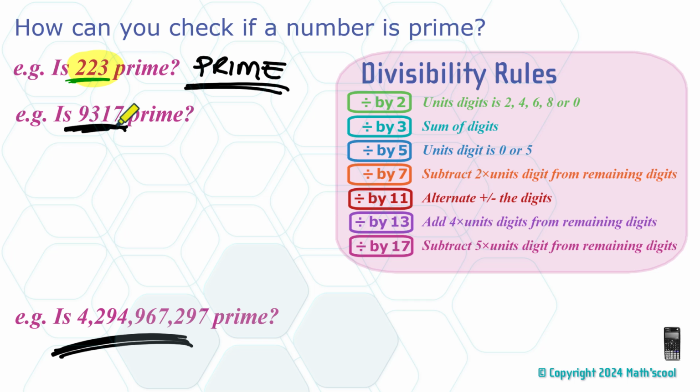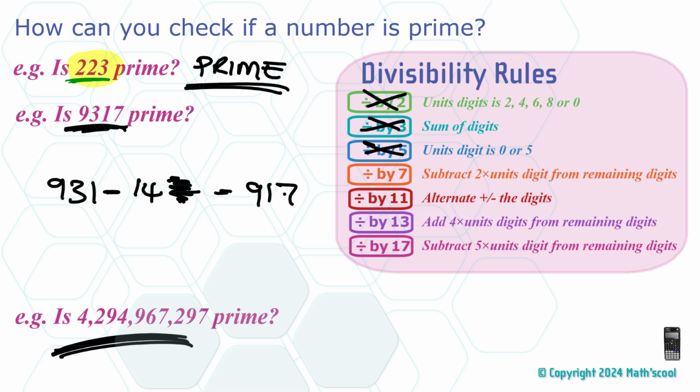Okay, is it divisible by 2? Nope, it's not an even number. Let's add up the digits. 12, 13, 20. Nope, it's not divisible by 3. Nope, it's not divisible by... Let's try and see if it's divisible by 7. So 9, 3, 1, snap off the units digit, double it, 14, and subtract it from there. So that gives me 9, 1, 7.